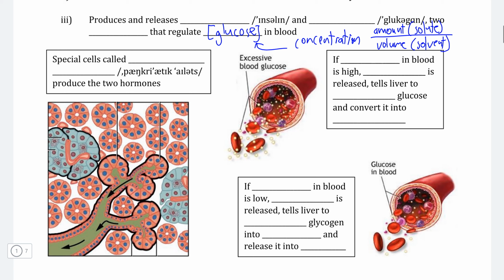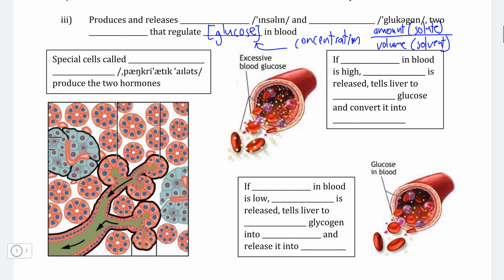Now, this is a very important feature to regulate because very high concentrations of glucose inside of the blood can result in high blood pressure and overworking of the heart, whereas a low concentration of glucose means that your cells throughout the body are not receiving enough sugar in order to produce energy.